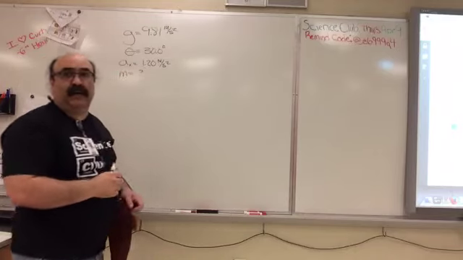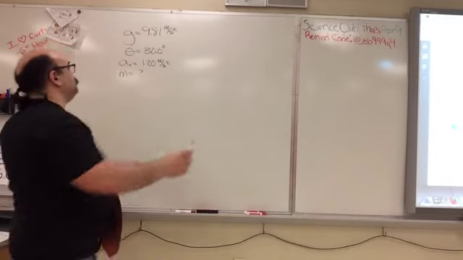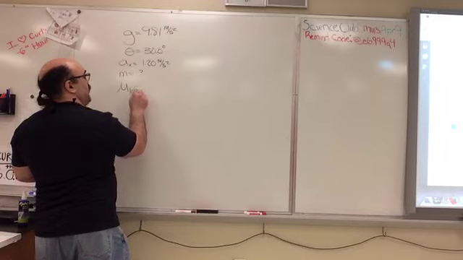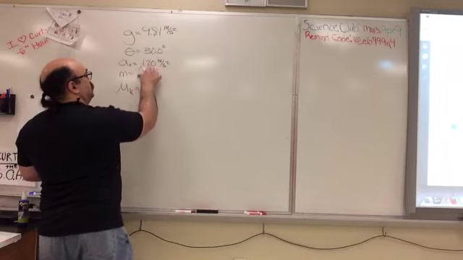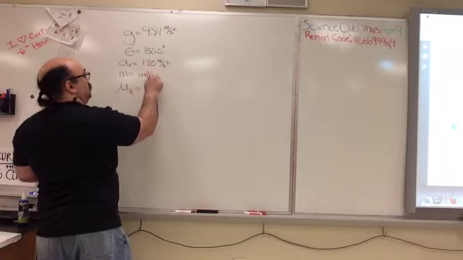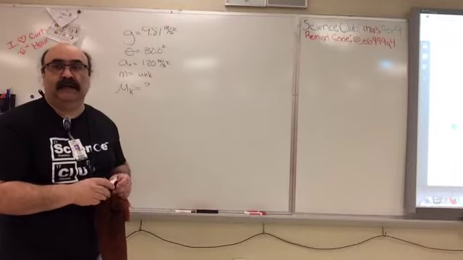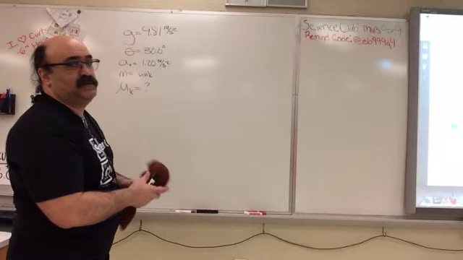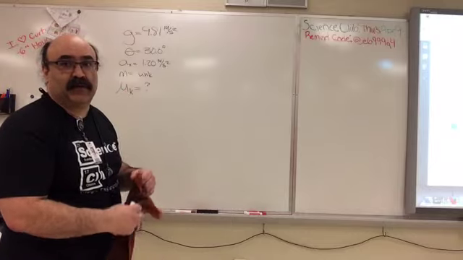Slightly tricky, but we can deal with that. And what do we want to find? We want to find mu sub k. Okay? Because our mass is unknown, we're going to have to substitute in and solve this algebraically.